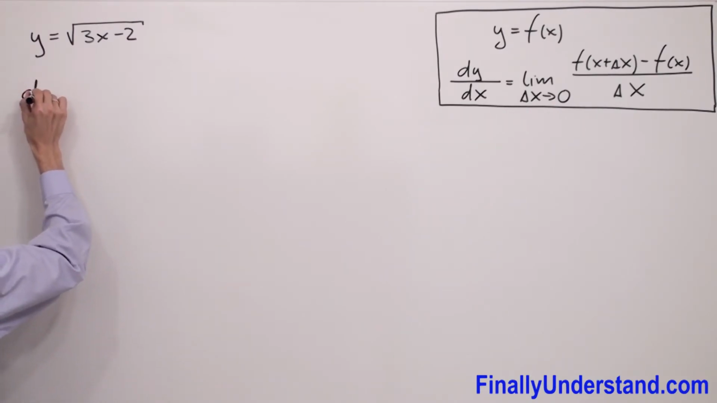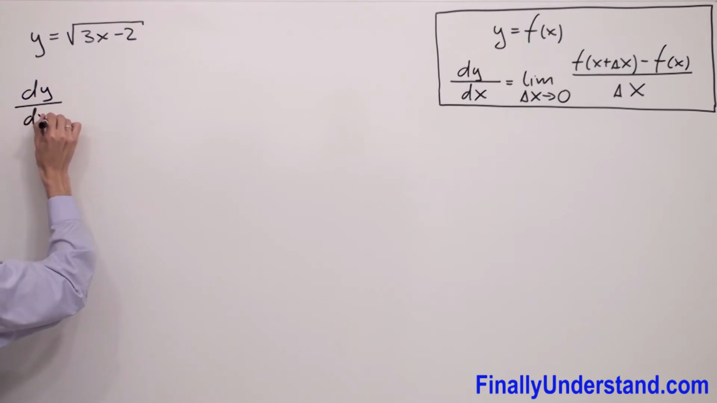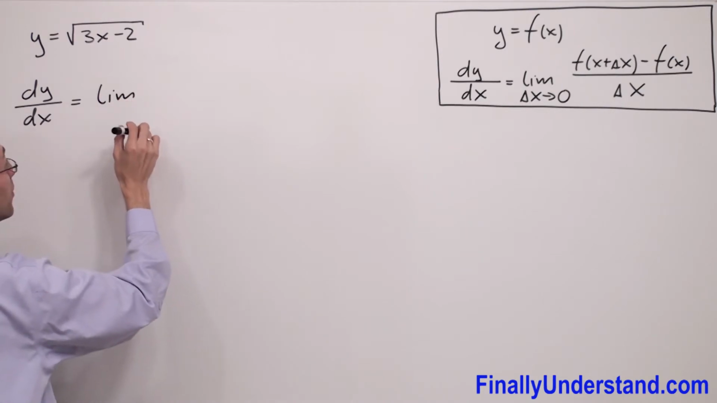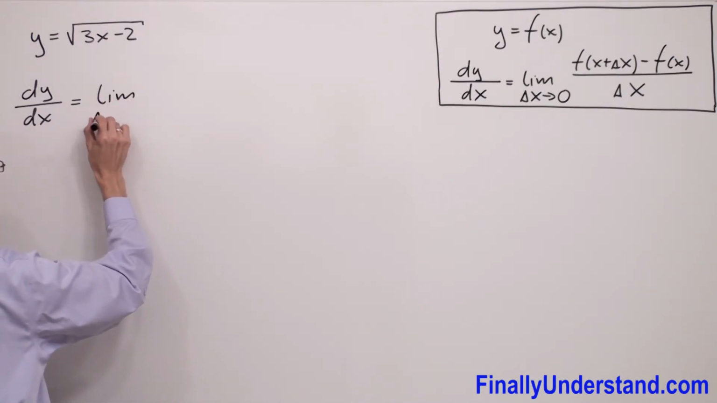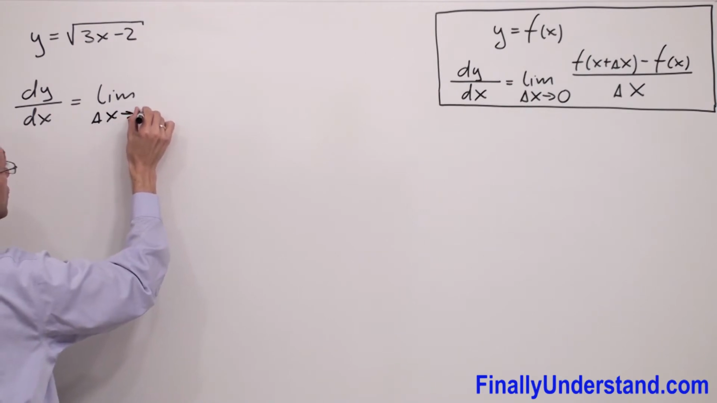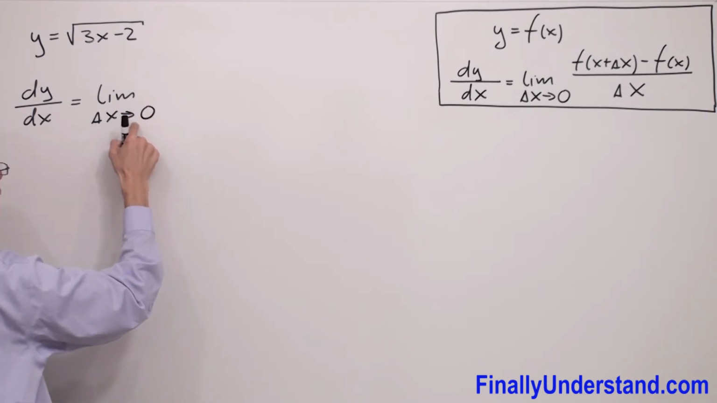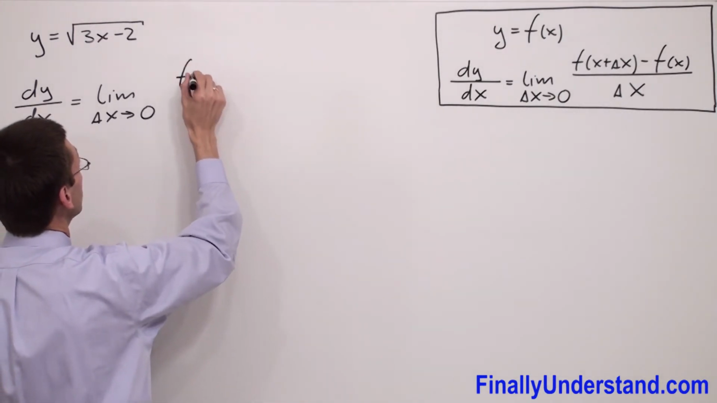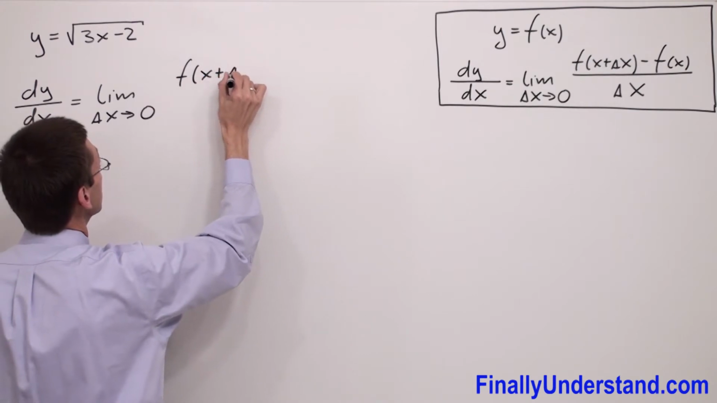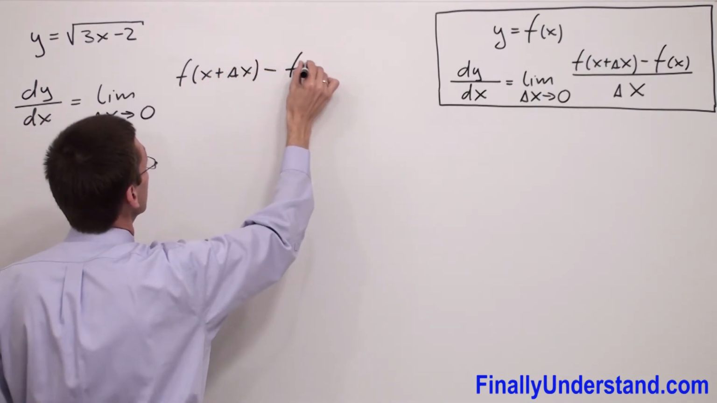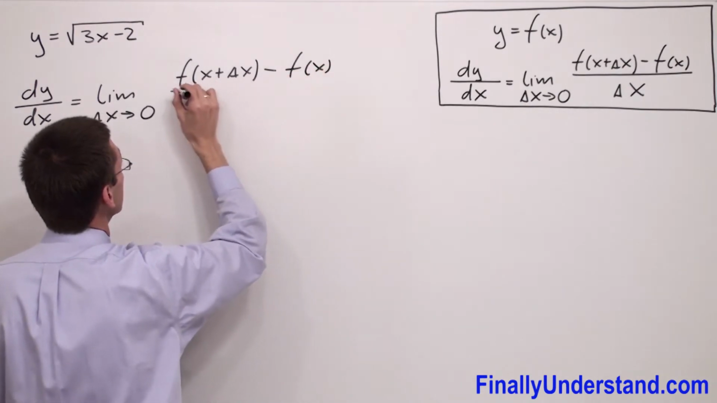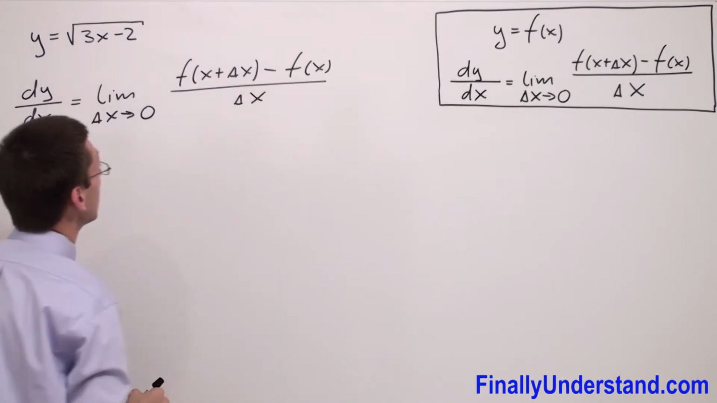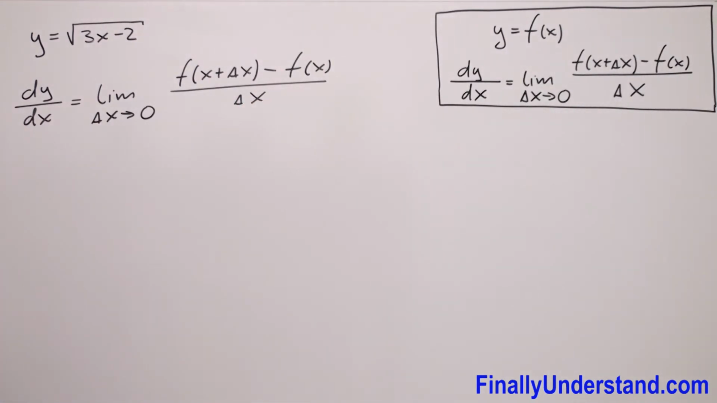So I have dy over dx is equal to the limit as x approaches 0, I'm supposed to say delta x approaches 0, and I have f of x plus delta x minus f of x over delta x.